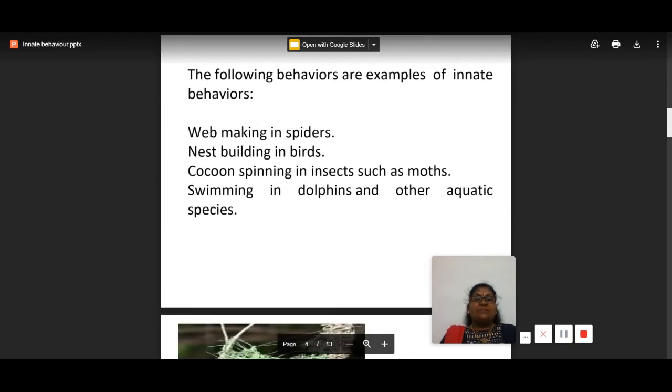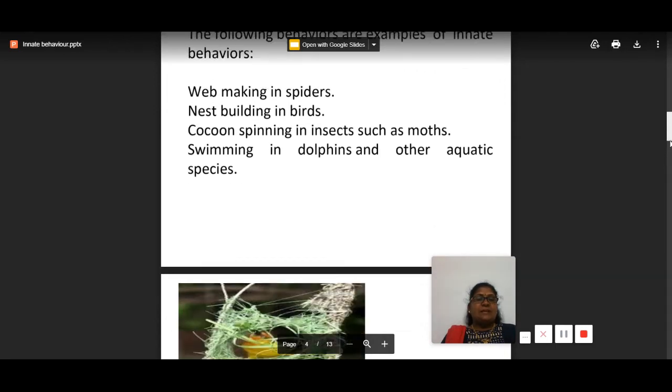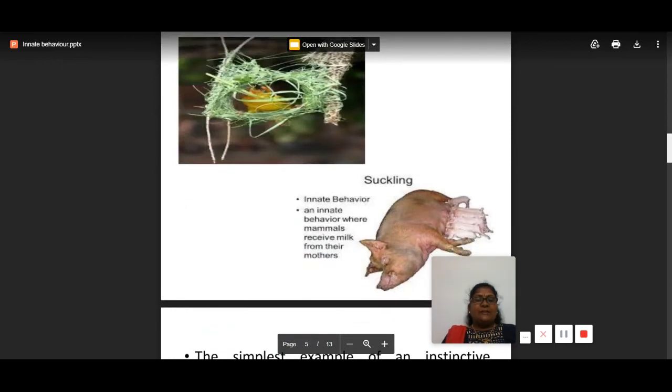The following behaviors are examples of innate behaviors: web making in spiders, nest building in birds, cocoon spinning in insects such as moths, and swimming in dolphins and other aquatic species. Here, the animals do not get practice or experience. Those behaviors or activities are inborn only.